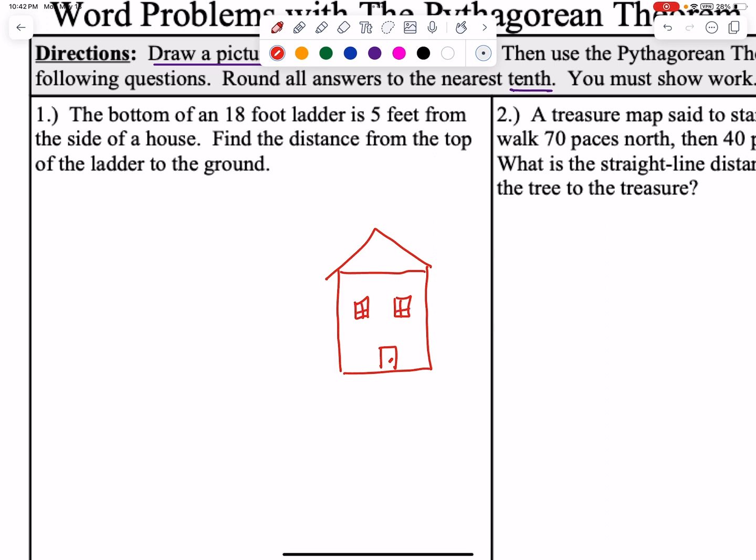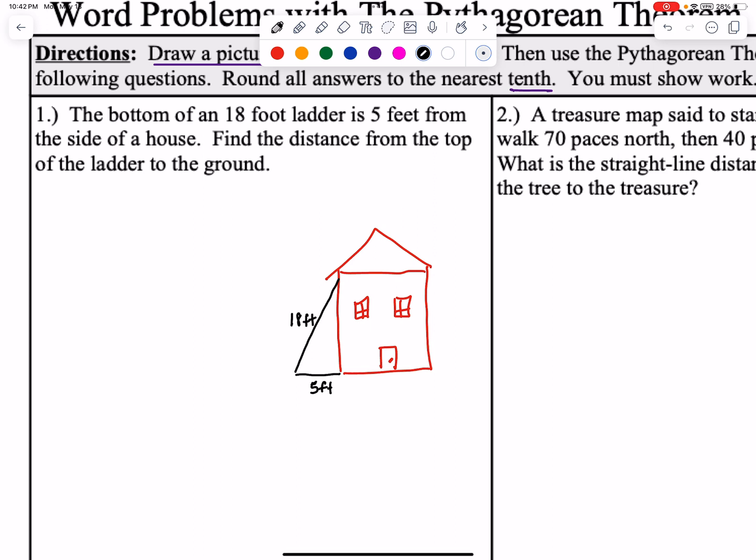Okay, so the bottom of an 18-foot ladder is 5 feet from the side of the house. Okay, so we're going to go 5 feet out, and this is where the bottom of my ladder is, and it goes up 18 feet up to the house. Okay, so here's the ladder. So you got to understand what's going on there. They're actually letting you know that the ladder itself is 18 feet. So there's my ladder, right?